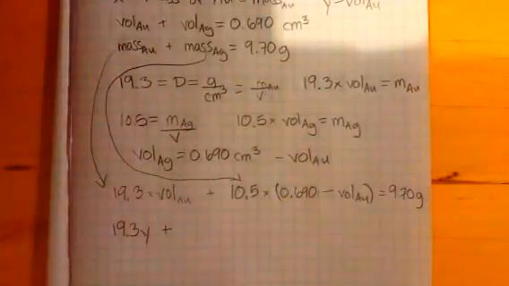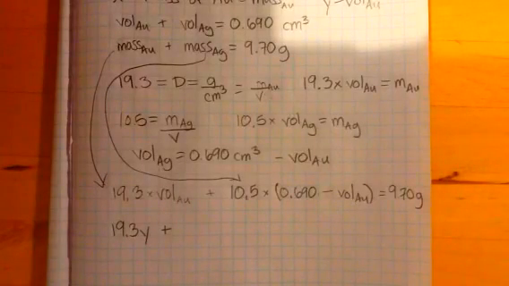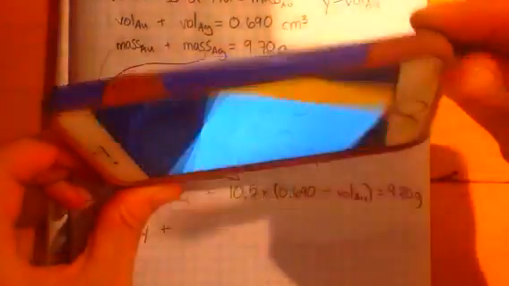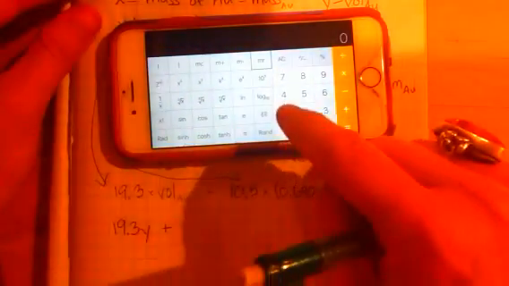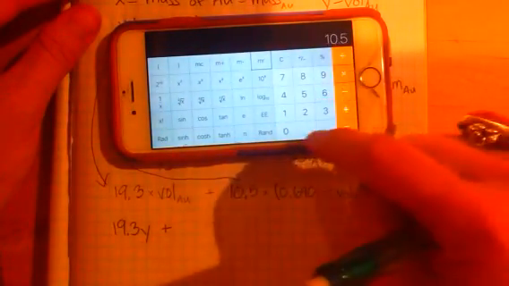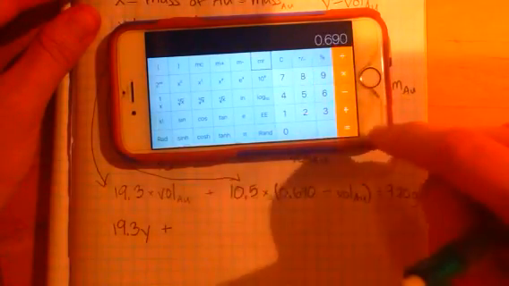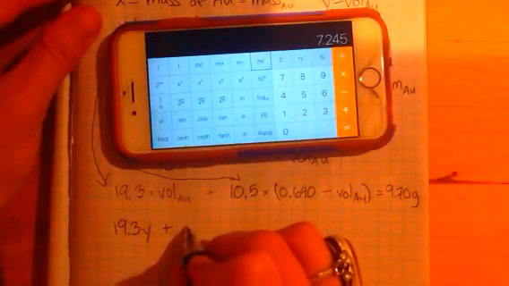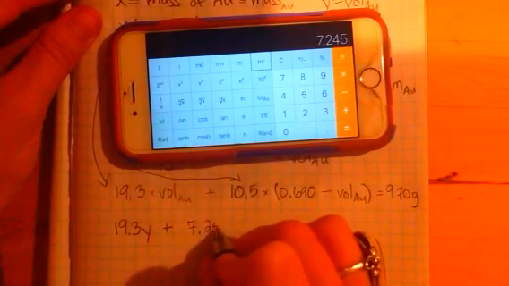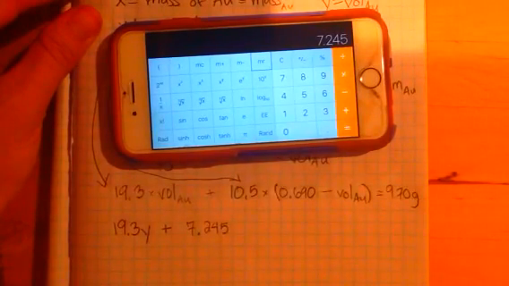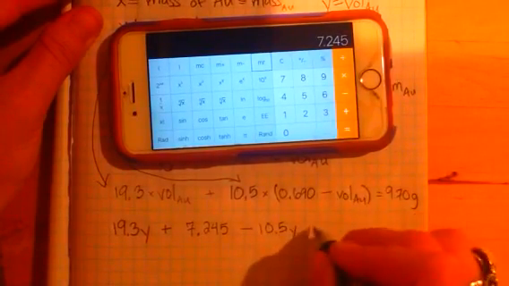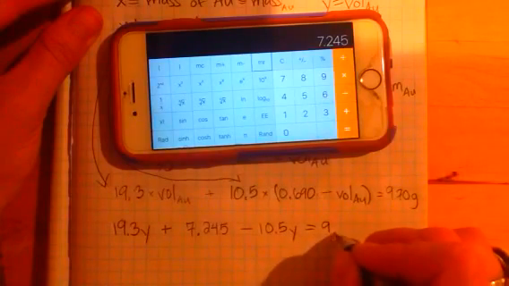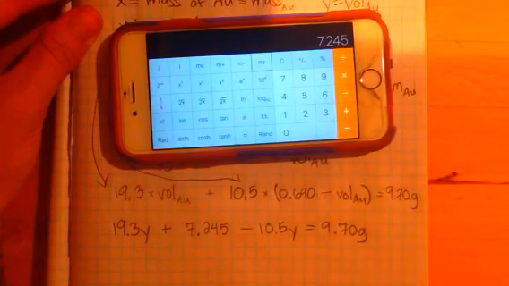so I'm going to distribute now. I'm going to take my calculator. Here we go. So 19.3 times y is that, and then I'm going to do 10.5 times 0.690, which is going to be equal to 7.245, and then that's going to be minus 10.5y is equal to 9.70 grams.